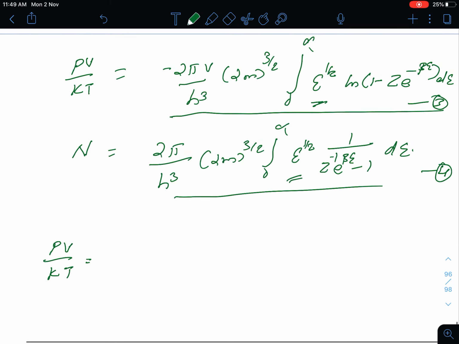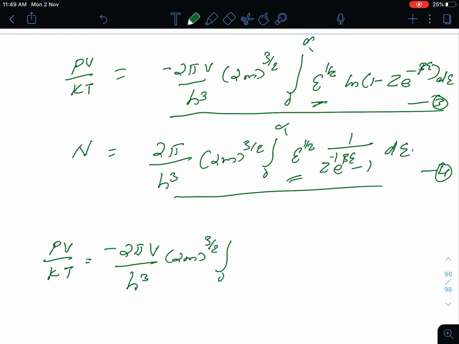Okay, so minus 2πV by h cube 2m raised to 3/2 integral 0 to infinity e raised to half ln 1 minus z e raised to minus beta e dE.